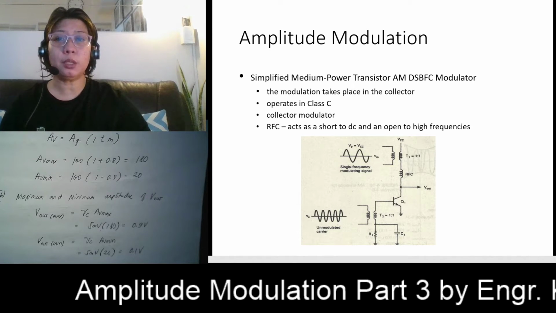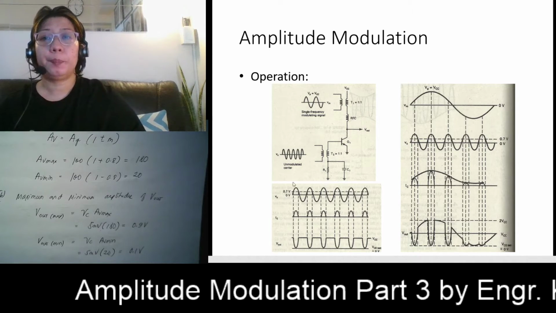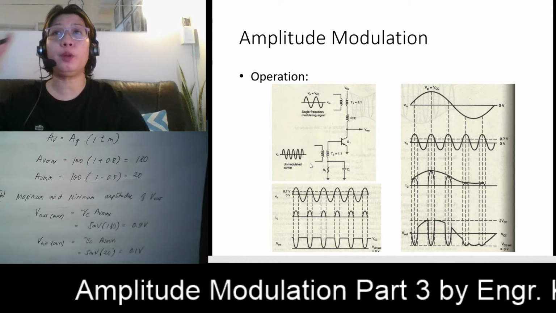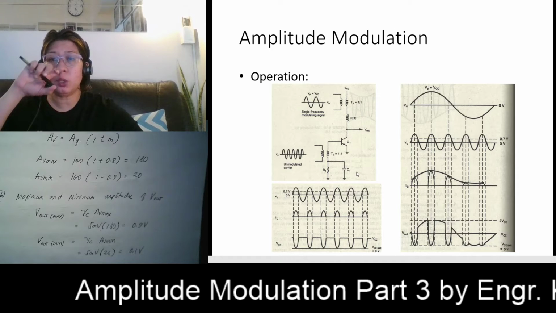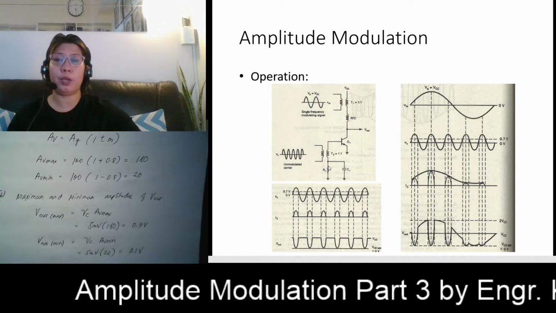Okay, so how does this operate? So we have here the operation of your collector modulator. When the amplitude of your carrier signal exceeds 0.7, what is the significance of 0.7? This is the barrier potential of the base-emitter junction for a silicon transistor.